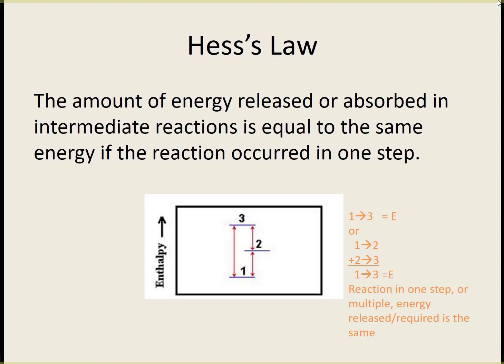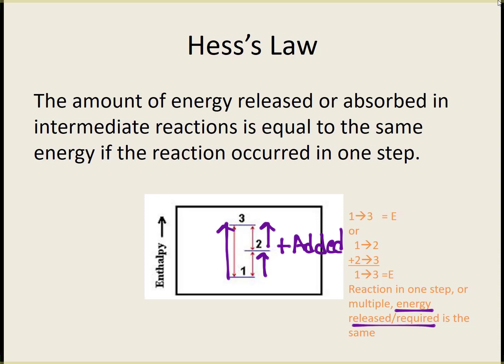Hess's law is an energy concept, and it says that the amount of energy released or absorbed in intermediate reactions is equal to the same energy if the reaction occurred in one step. So in other words, if I was going from 1 to 3, it would be the same energy as if I went from 1 to 2 and then 2 to 3 and then just added them up. So again, the reaction could be in one step or in multiple steps, but the energy released or required would be the same.